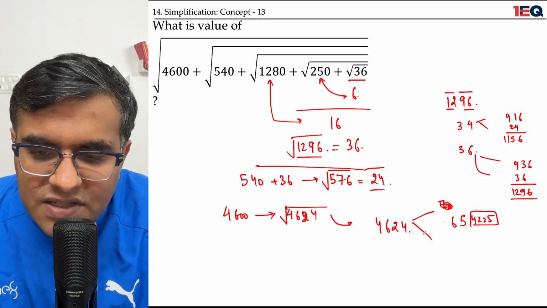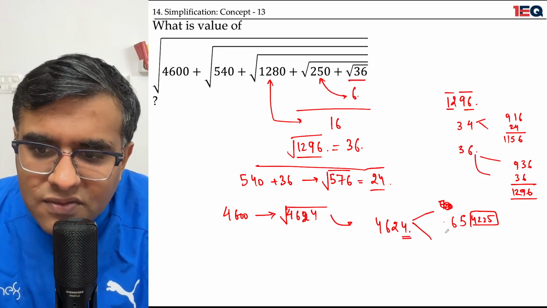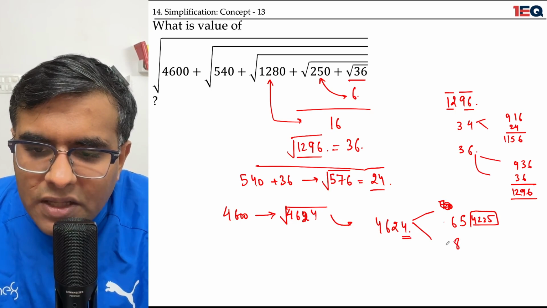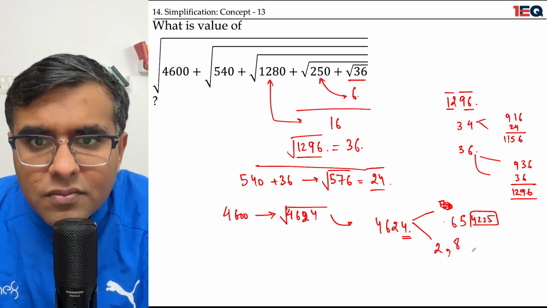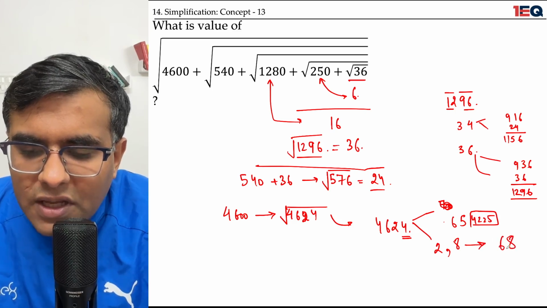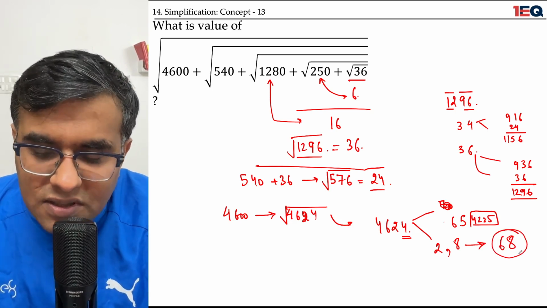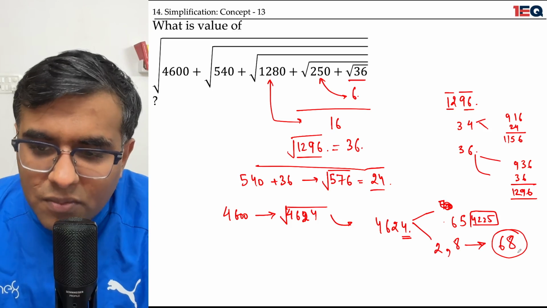Above 65, anything which leaves a last unit digit as 4. So that happens only in the case of 2 and 8. This means that the answer for this particular question is going to be 68. Okay, because the square of 68 is equal to 4624. Let me prove it to you.